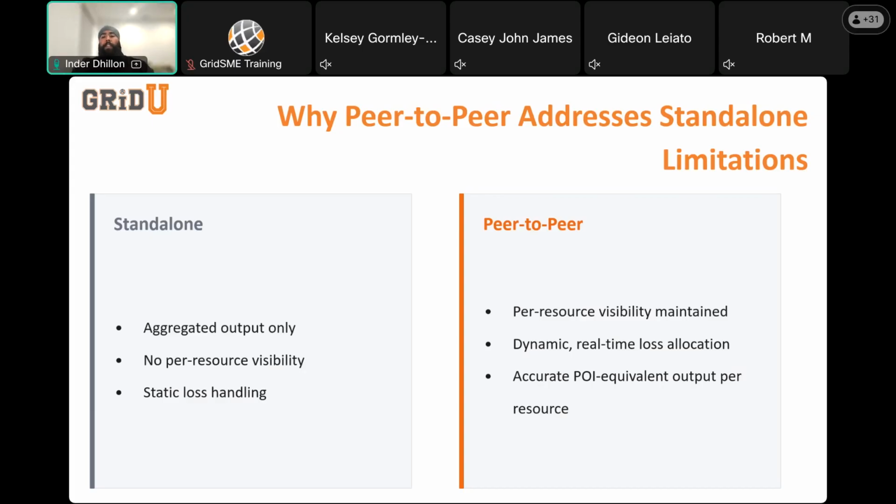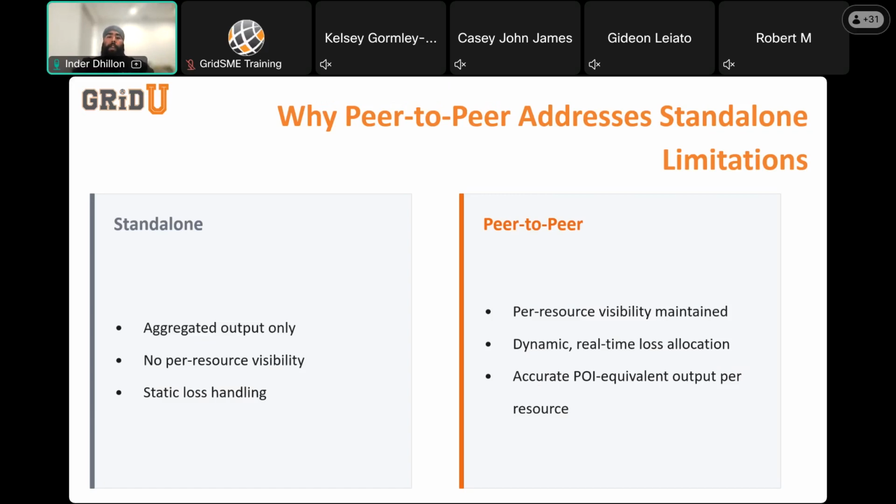Per resource visibility is maintained continuously. KAISO can see individual readings for each resource throughout every settlement interval. And the loss allocation is dynamic. So as the condition changes, as the battery charges and discharges, as the clouds cover various PVs output, as loading shifts, the loss calculation updates. The corrections are always based on what's actually happening at the site, not fixed parameters set at commissioning. And the result is accurate, POI equivalent output per resource all the time.